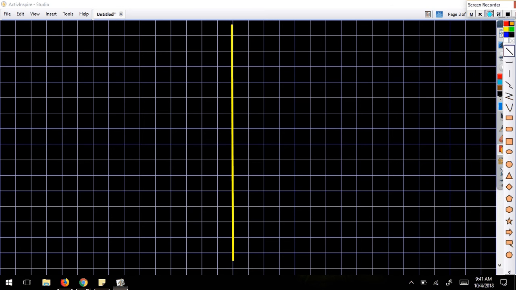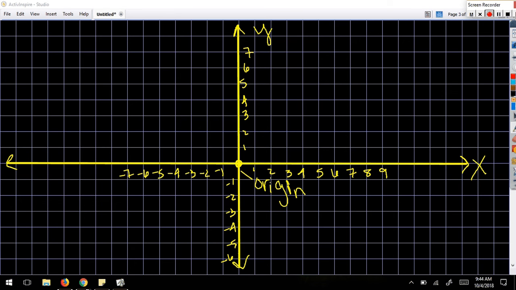I'm going to pause this. You can keep writing while I just talk to you for a minute. Notice on my graph that for X, when you go right, it's positive. When you go left, it's negative. For Y, when you go up, it's positive. When you go down, it's negative.